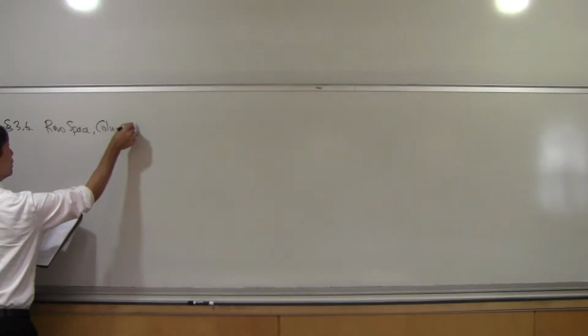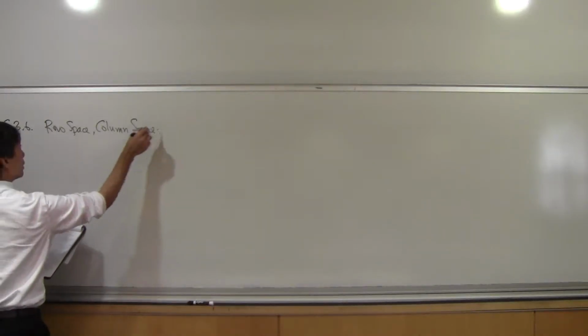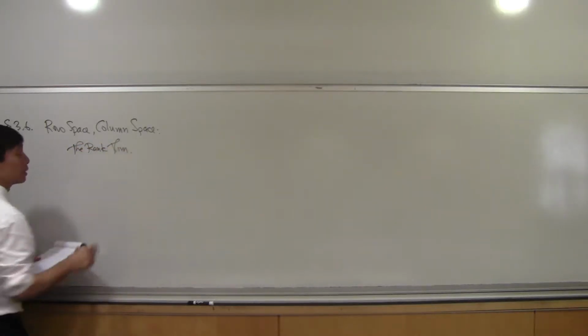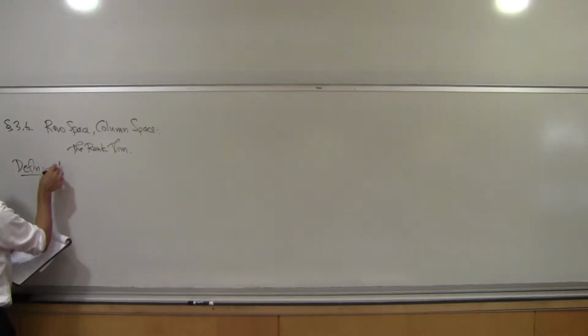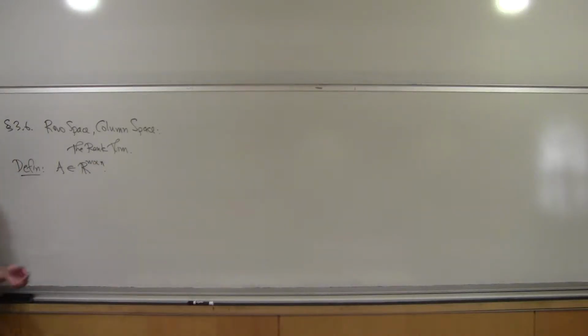Section 3.6. It's called row space, column space. Row space and column space. The main result here is called the rank theorem. The rank theorem. Okay. So we start off with some very simple definitions. I don't know if they're simple, but they're sort of intuitive. At least the naming is intuitive.